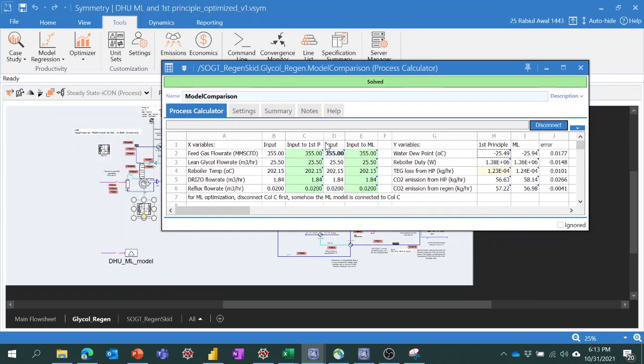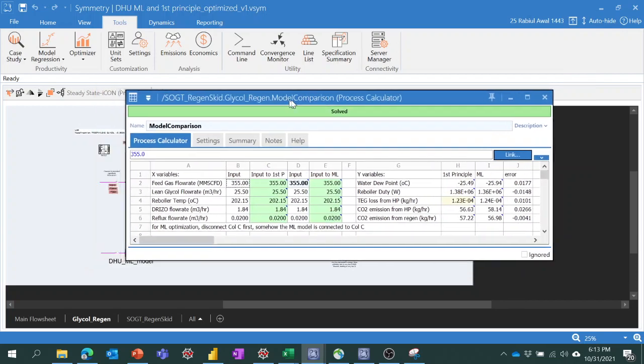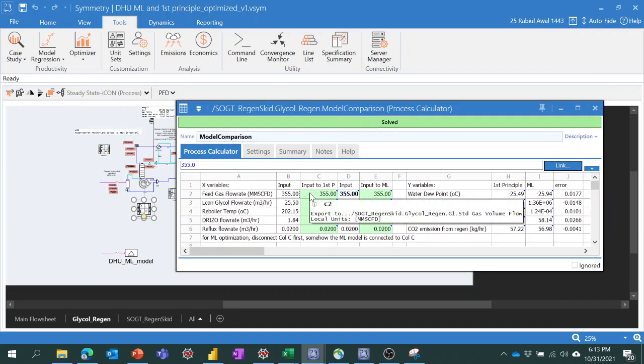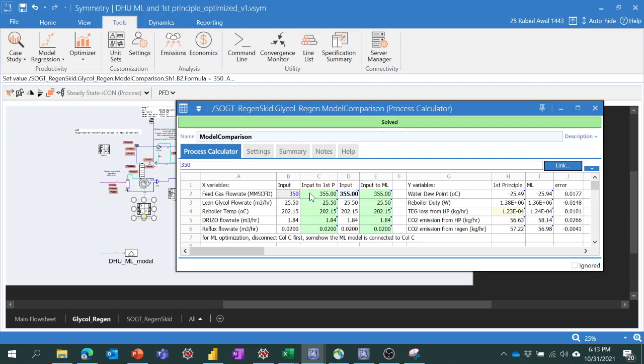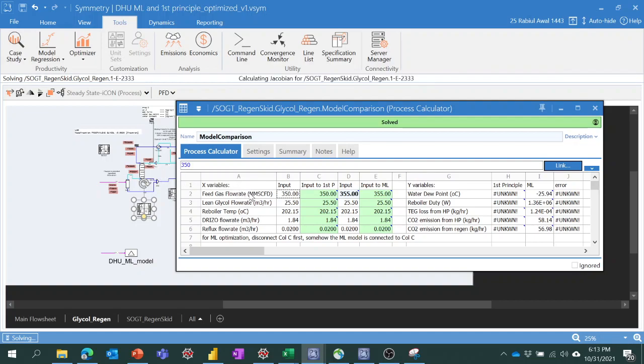So we could also just play around to see the applicability of this. For example, 355, make it 350, and then the first principle model is now trying to calculate all of the columns, vessels, and so on, with columns being the most difficult unit operation to solve. You can see it takes some time to solve. Yeah, we need to wait.